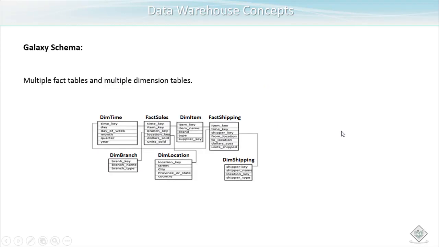After that we have the galaxy schema. In the star schema and the snowflake schema we have seen that there was one fact table and multiple dimension tables. But in my galaxy schema we have multiple fact tables as well as multiple dimension tables. Here we can see that we have two fact tables, one is the fact sales and another one is the fact shipping. Then we have multiple dimension tables, and both of these fact tables share their dimension tables among them. This is the difference between my snowflake schema, my star schema and my galaxy schema.